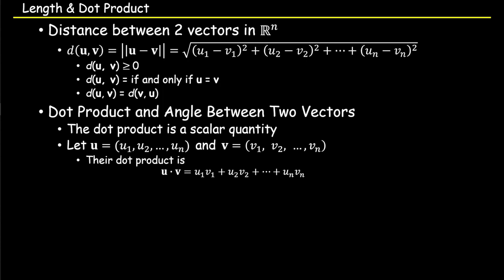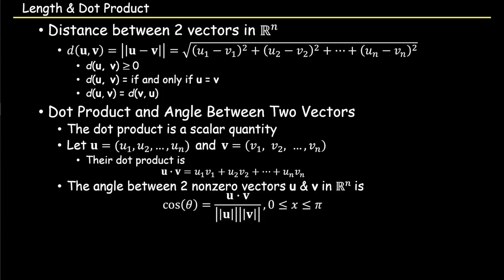Now, to find the angle between these two vectors, they first have to be non-zero vectors. To get their angle, the cosine of theta is equal to the dot product of those two vectors divided by the product of their individual magnitudes. It's going to give you some angle between 0 and pi.